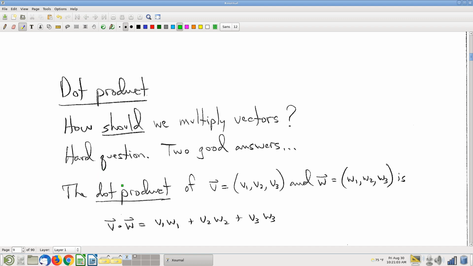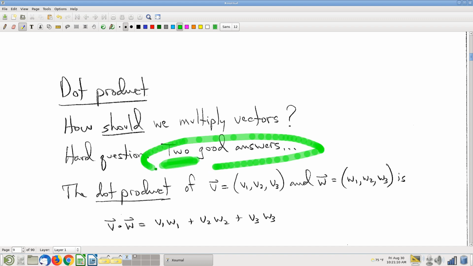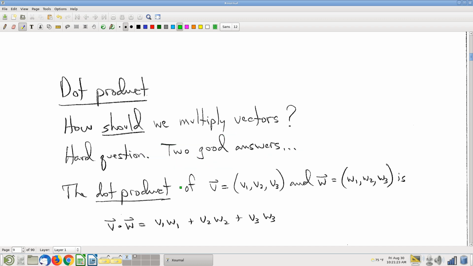Okay, so that's a hard question to motivate, why we should multiply vectors a certain way. So what I'm going to do is I'm going to show you two good answers. By the way, that's a weird thing. It turns out there's two good answers to this question. We're going to have two kinds of products that both, as it turns out, will naturally connect to important geometric ideas. It's counterintuitive, but it is. Okay, so we're going to take these one at a time.